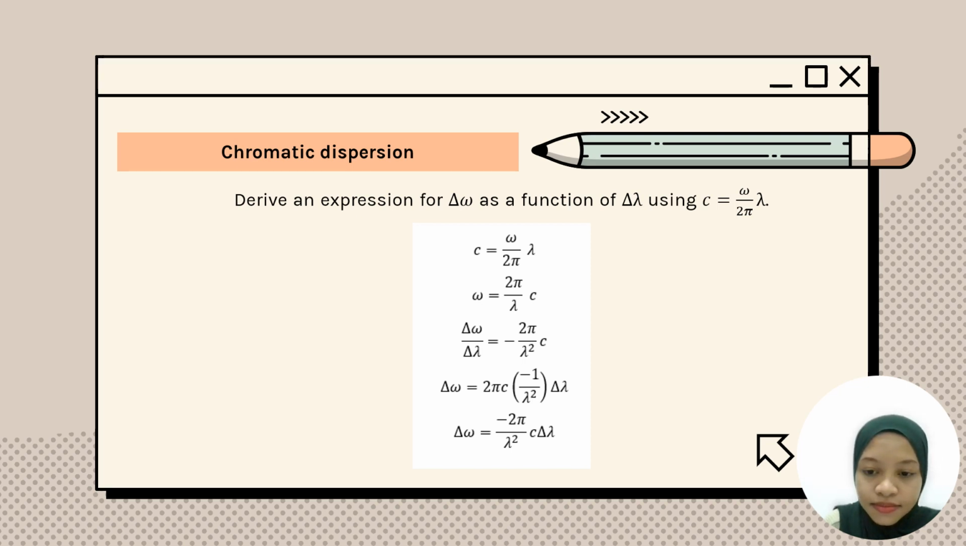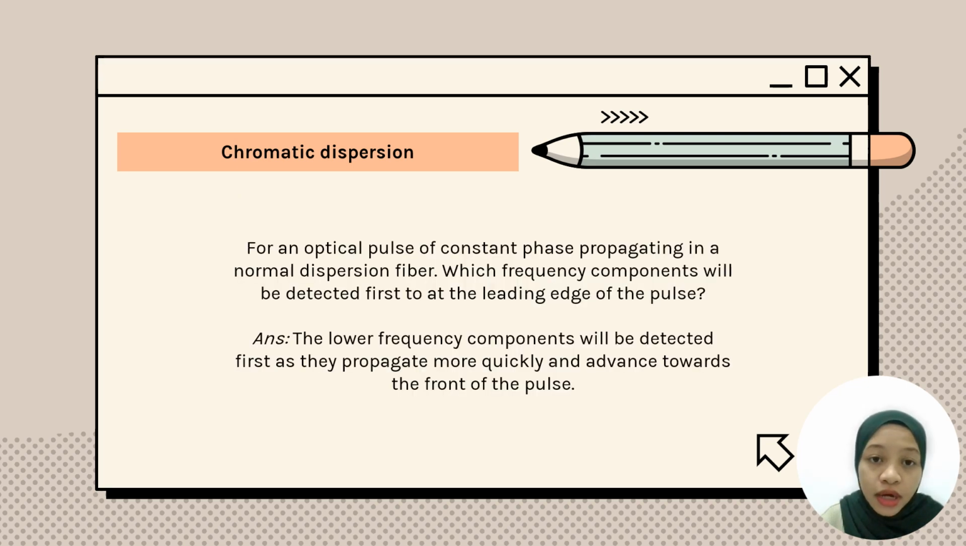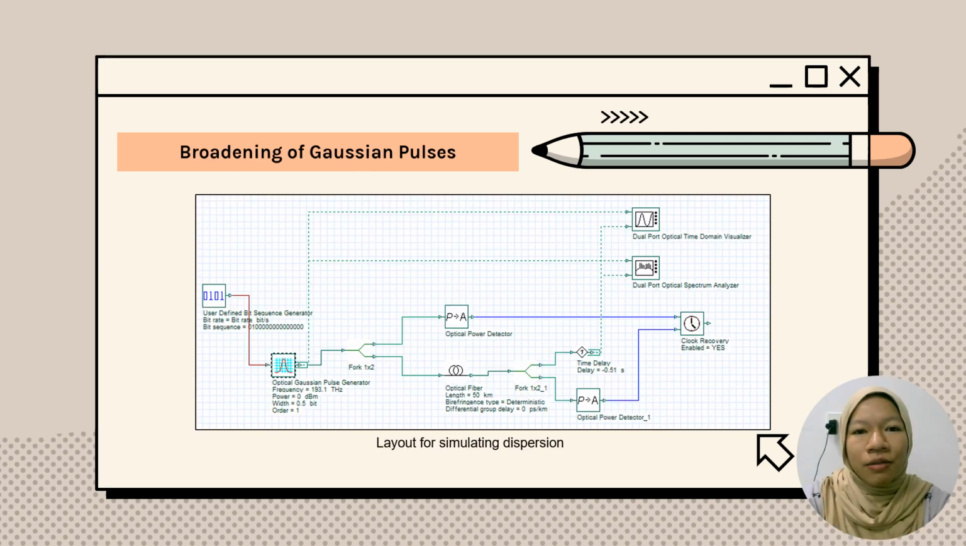The third question: for an optical pulse of constant phase propagating in normal dispersion fiber, which frequency components will be detected first at the leading edge of the pulse? The answer is the lower frequency components will be detected first, as they propagate more quickly and advance towards the front of the pulse. Next, we will move to the broadening of Gaussian pulses.